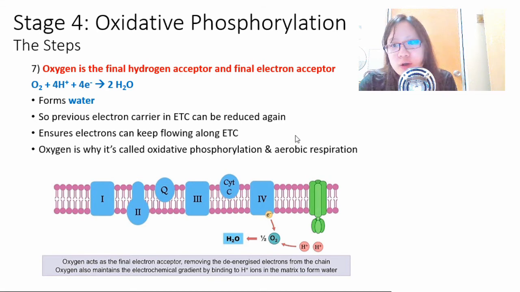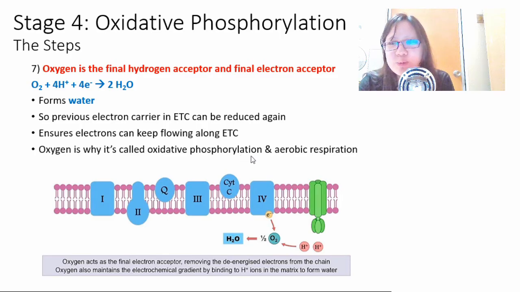The essential role of oxygen in this process is why it's called aerobic respiration. It is why we need oxygen in our cells in order to produce energy. This is its role. It doesn't come into play in stage 1, stage 2, and stage 3, but it comes into play in oxidative phosphorylation.